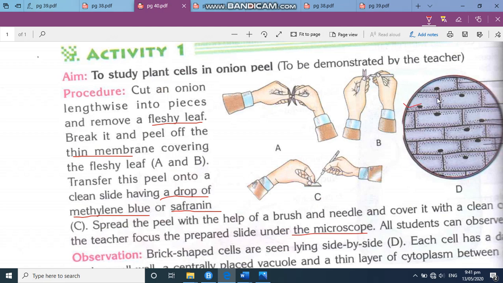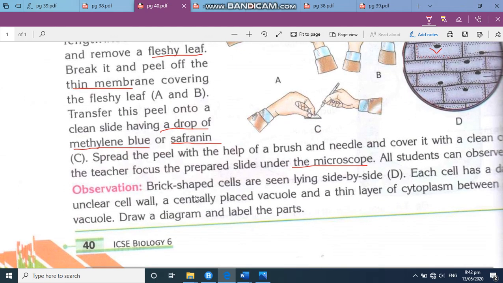So this is what you see under the microscope. Can you see this? Rectangular cells. There's a clear space inside, and one cell is joined with the other cell, and this dotted area, if you see this dotted area, this is all cytoplasm. Okay, this is the nucleus, and inside this is the vacuole. So what is the observation? Brick shape. See, this is the structure of bricks lying side by side.